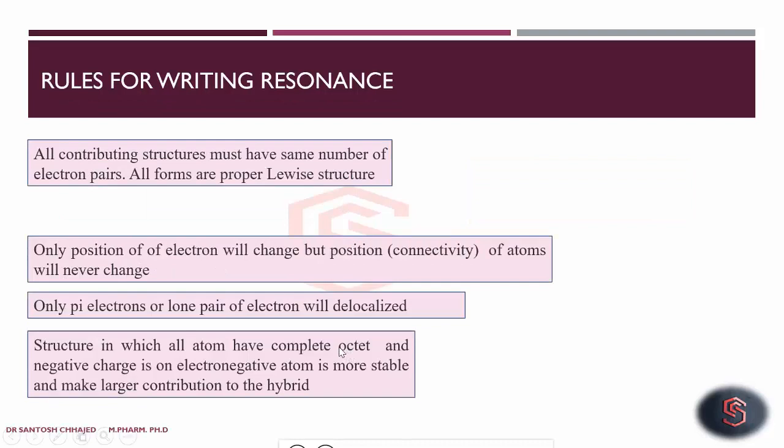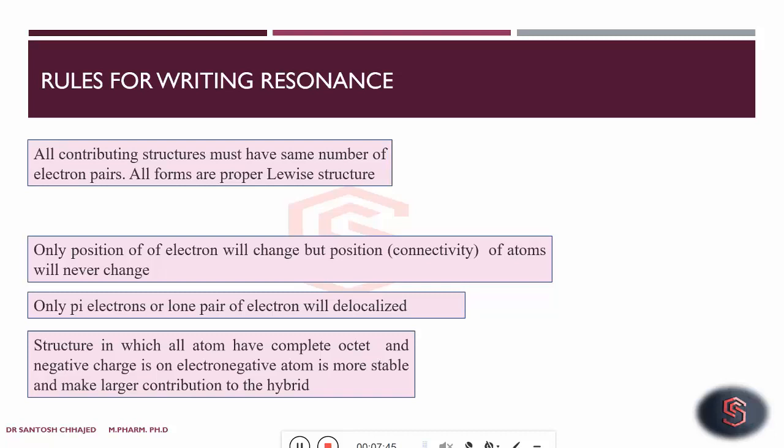All contributing structures must have the same number of electron pairs, already discussed. Only the position of electrons will change, but the position of atoms will never change. This is a very important rule. The position of electrons will change. We already discussed in the beginning, resonance is nothing but delocalization of electrons, not atoms. So the position of atoms will remain the same.